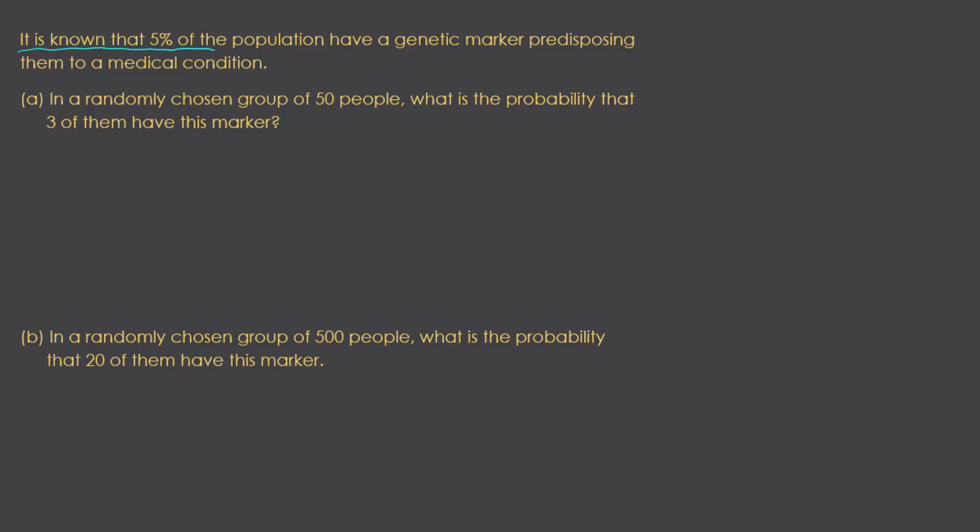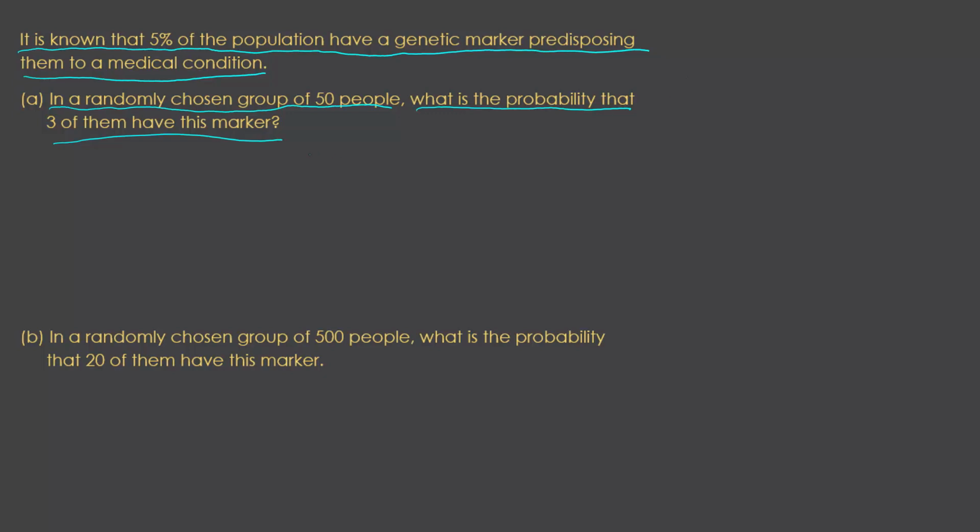It is known that 5% of the population have a genetic marker predisposing them to a medical condition. In a randomly chosen group of 50 people, what is the probability that 3 of them have this marker?